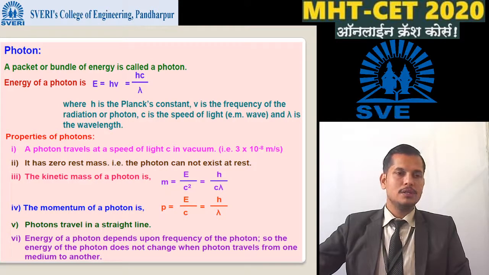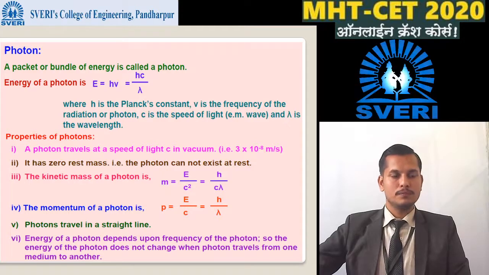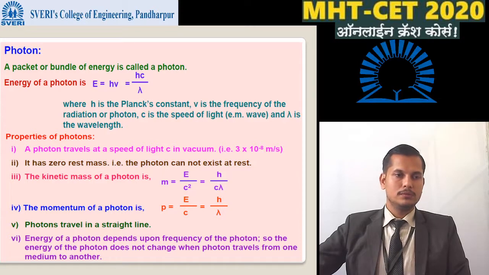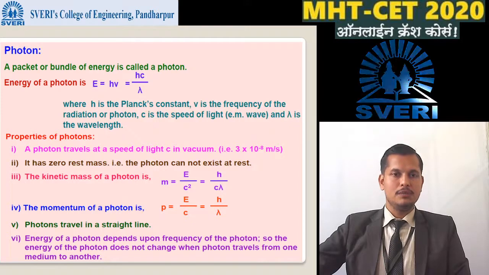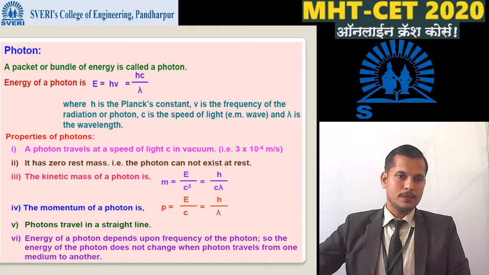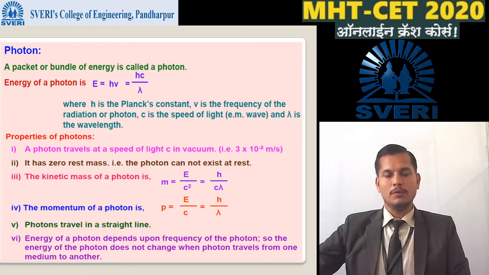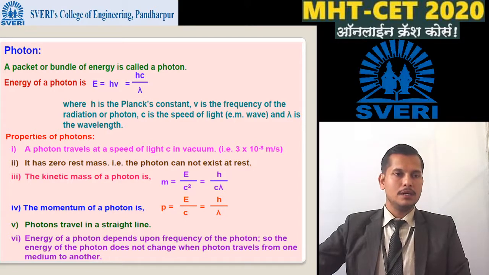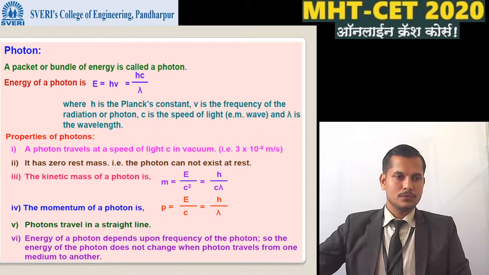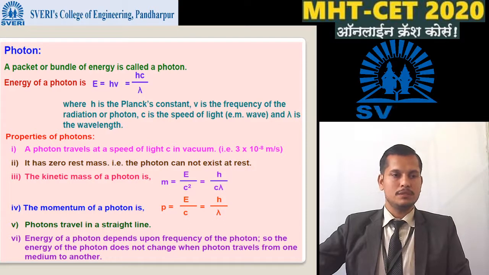Now let us check different properties of photons. First, a photon travels at the speed of light, that is c, in vacuum. Its value is 3 into 10 raised to 8 meter per second, or 3 into 10 raised to 5 kilometer per second. That is the velocity of light. Then second, it has zero rest mass. That is, the photon cannot exist at rest. So it is having zero rest mass.